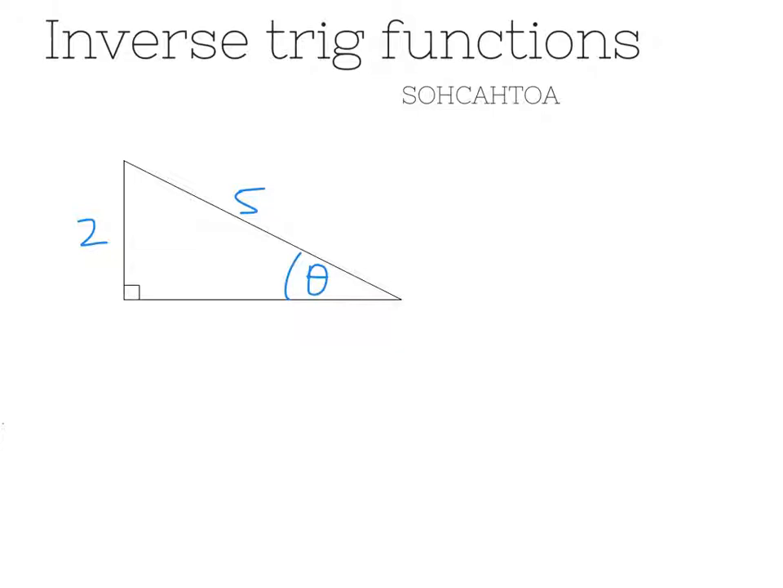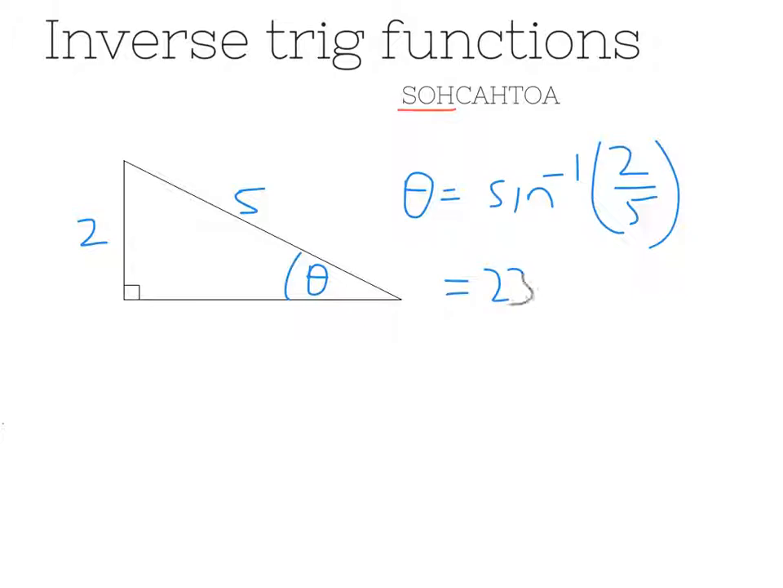In this right angled triangle we have the opposite side 2 and the hypotenuse 5. So we're dealing with sine. So we can write out that theta is the inverse sine of the side ratio 2 to 5. On a calculator, this is equal to 23.58 degrees.